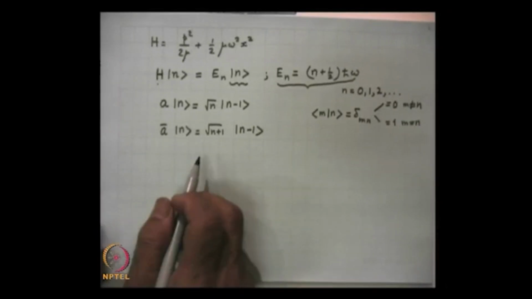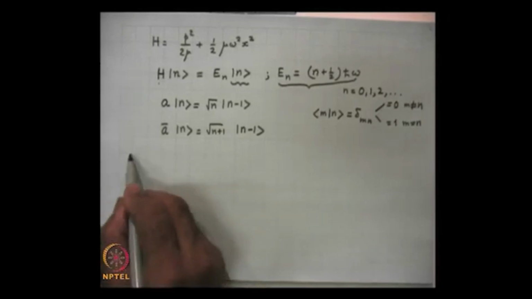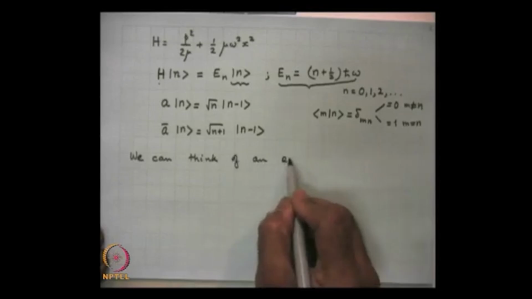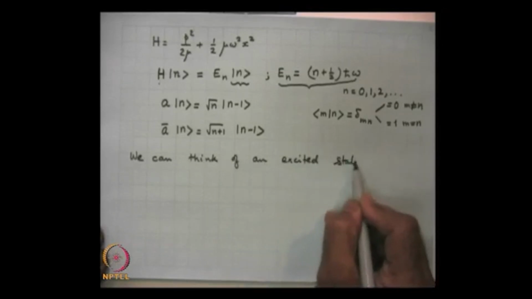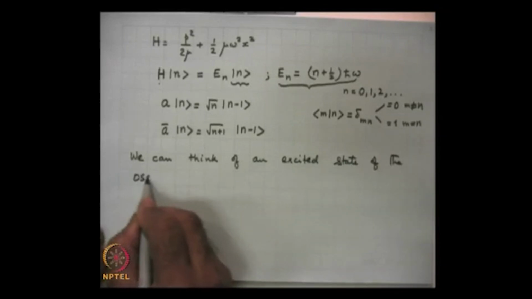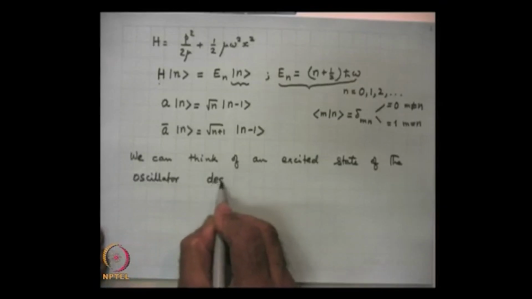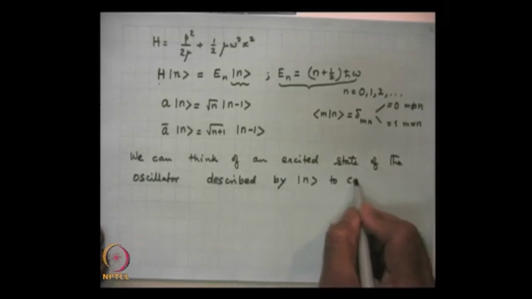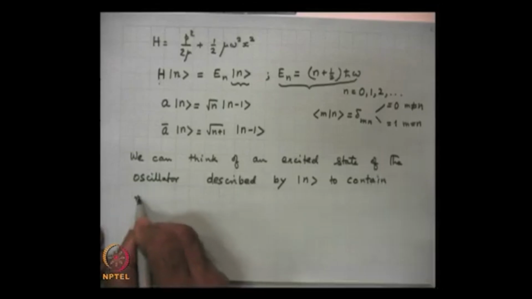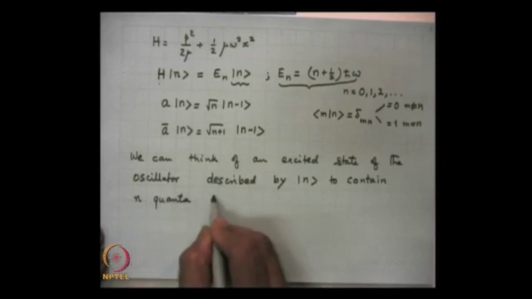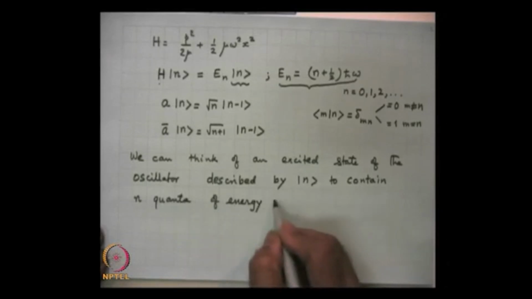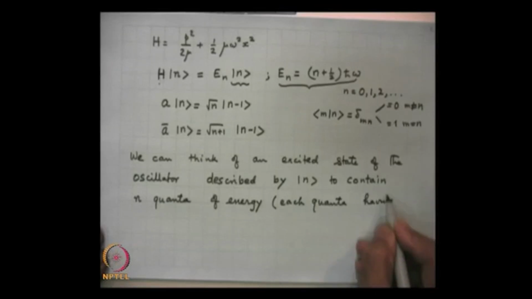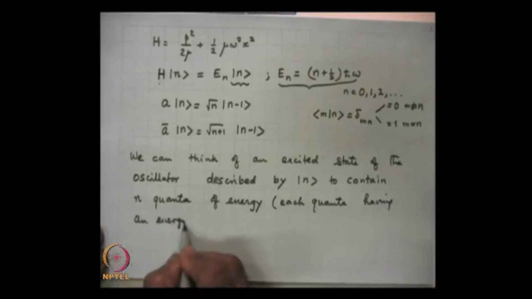Now, we can think of an excited state of the oscillator described by ket n to contain n quanta of energy, each quanta having an energy equal to h cross omega.